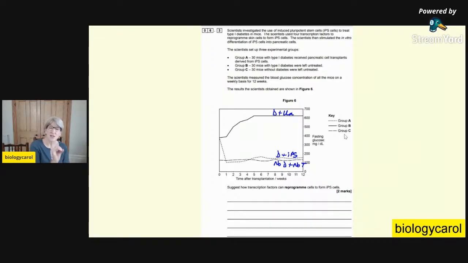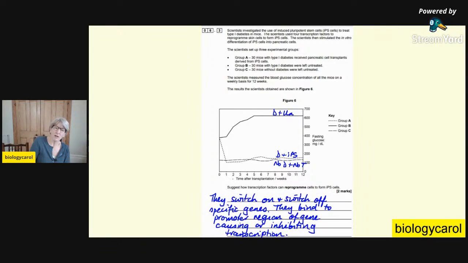Suggest how transcription factors can reprogram cells to form iPS cells. So here initially, I remember thinking, this is about how transcription factors reprogram cells to iPS cells. My headline answer was, well, the transcription factors switch on and switch off specific genes, but you're not supposed to know any more than that about what transcription factors do in terms of forming iPS cells.